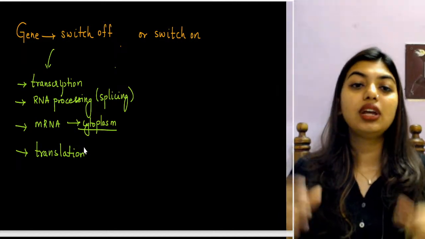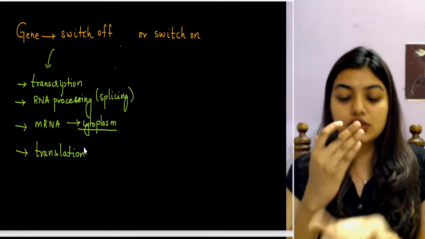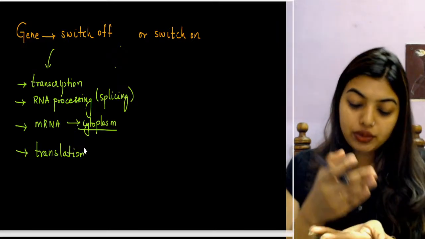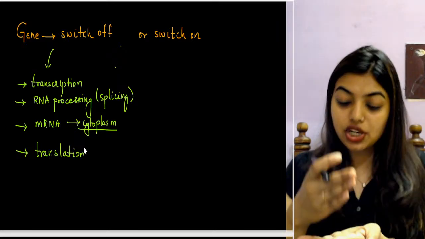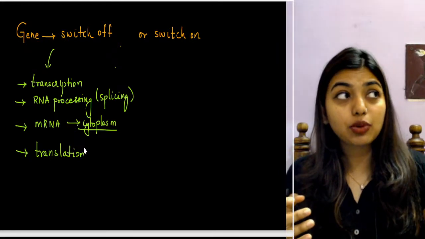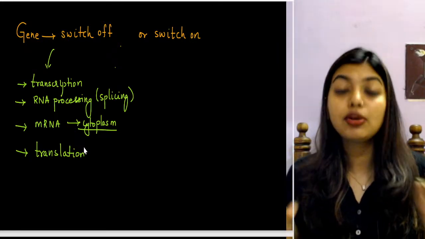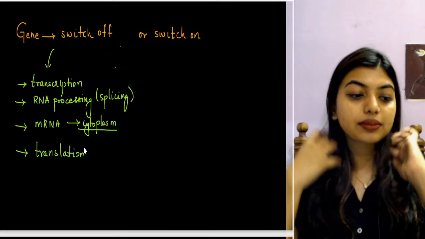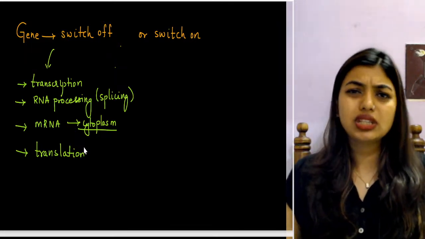When the gene is going to switch off, it can decide when it is going to happen in the transcription stage, or in the RNA processing stage, or when the mRNA is going to be transported from the nucleus to the cytoplasm, or when it is going for translation. Any doubts, students? No doubts? This is the thing.